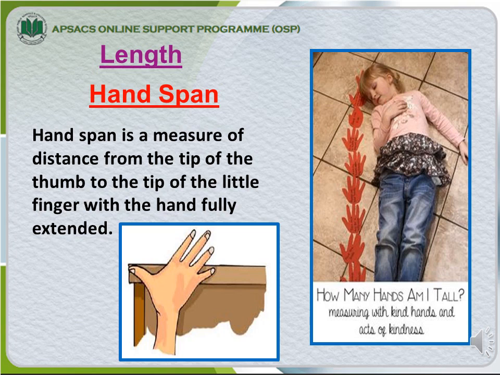A hand span is a measure of the distance from the tip of the thumb to the tip of the little finger with the hand fully extended. As you can see in the picture below, if we spread our hand widely, we can use it as a non-standard measuring unit for length. We can measure different things by using a hand span. For example, your book, your table, your chair or your bed. Try it at home.